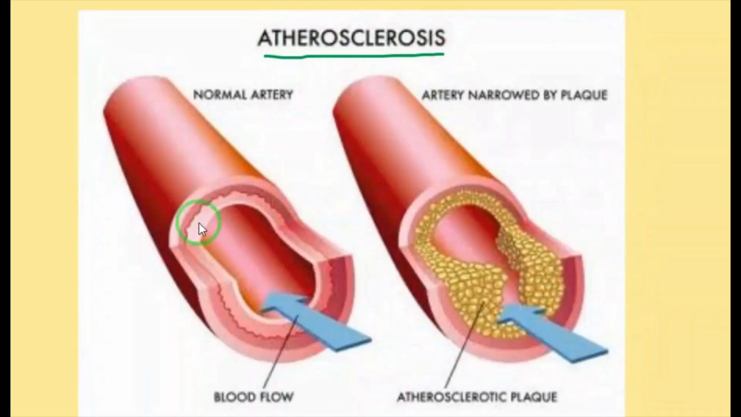Atherosclerosis. This is the normal artery. Through this artery, blood can flow properly. Here there is no blockage, that's why blood can flow properly. But in this artery, there is a blockage. The fat is deposited in this artery. Okay, so because of the fat deposition, the blood cannot flow properly through this artery. So this condition is known as atherosclerosis. That is a heart disease, atherosclerosis.